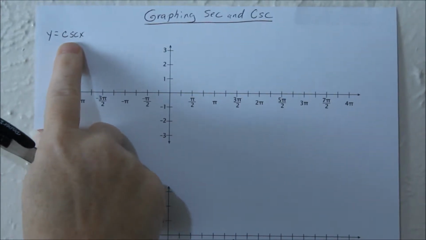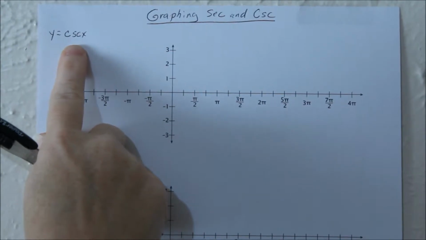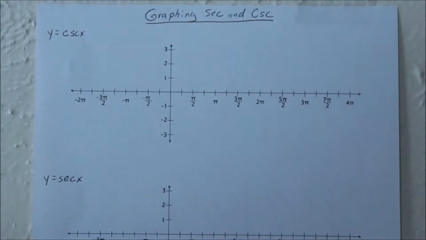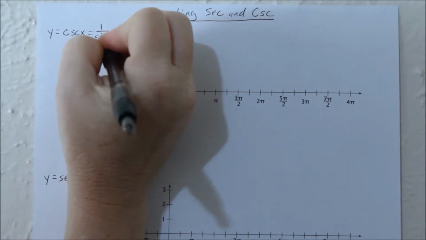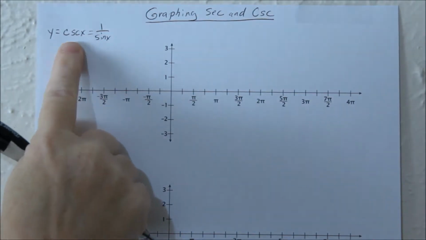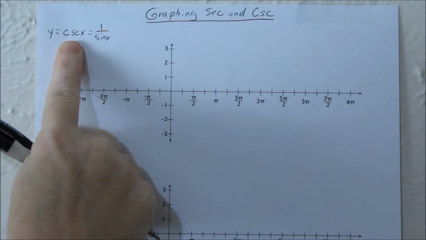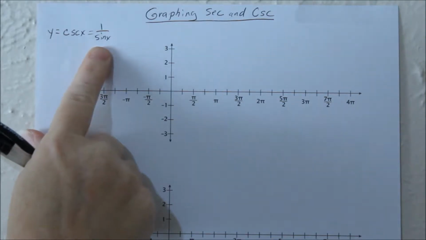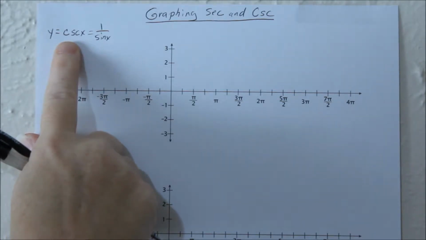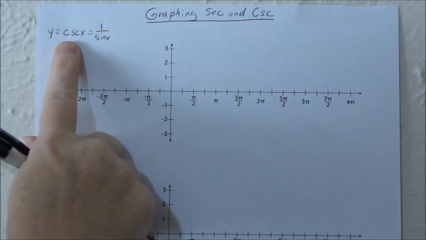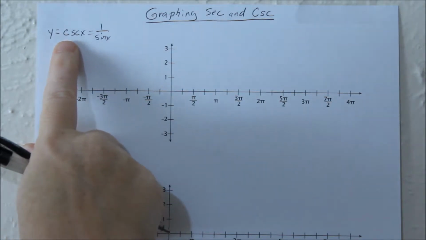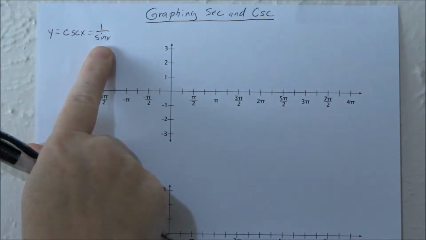So cosecant, what is the reciprocal of cosecant? Reciprocal of cosecant is sine. So 1 over sine is the same thing as cosecant. They're reciprocals of each other. So the way that I like to graph cosecant and secant is to graph sine and cosine. Right now let's just focus on cosecant. Cosecant is 1 over sine.